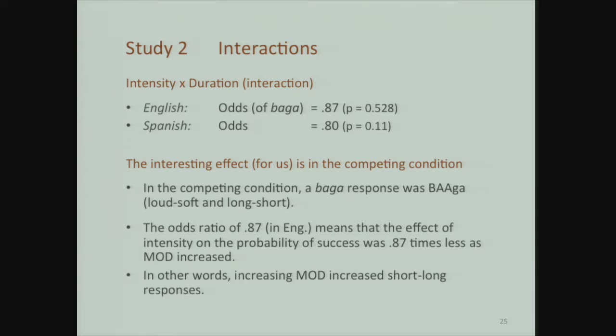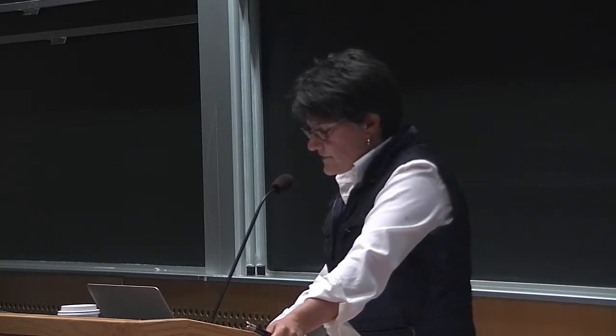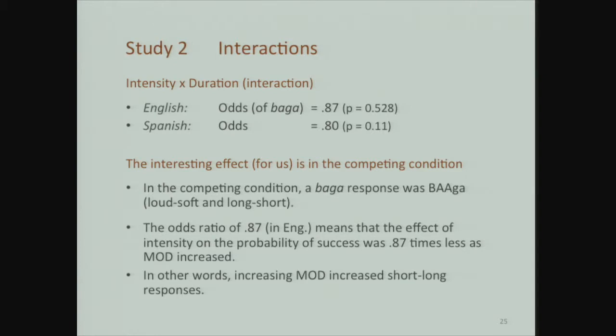On the next slide, what we see is that the interesting effect for us is in the competing conditions. So in the competing condition, a Baga response was Baga, and so loud, soft, and long, short. So what happens? In English, the interaction of these two variables was this. And what that's telling us is that the effect of intensity on the probability of success, there's the line, was 0.87 times less for units of increase in duration. So what we're seeing is that increasing duration increases short-long responses, as we might expect.